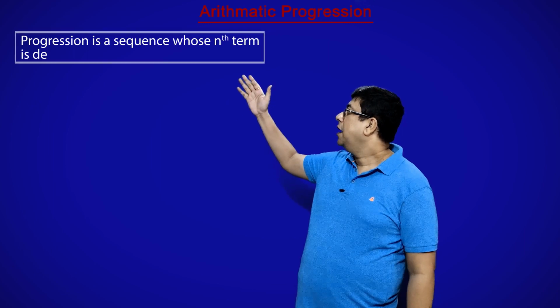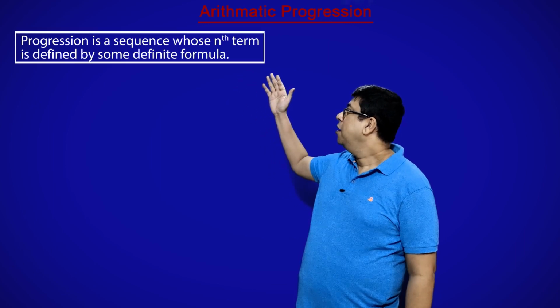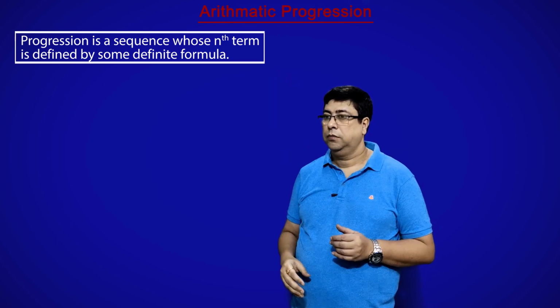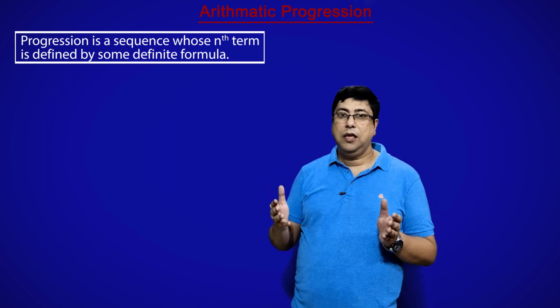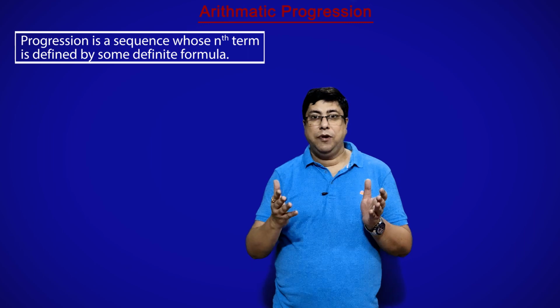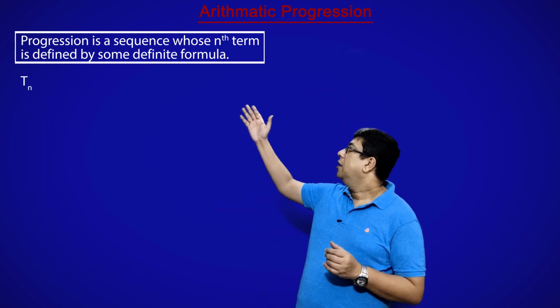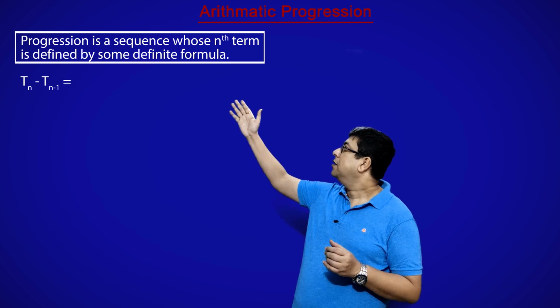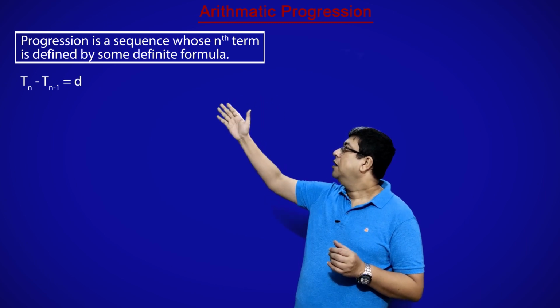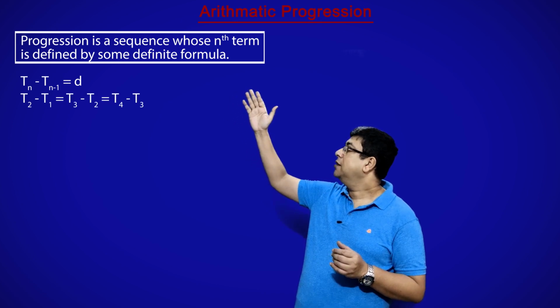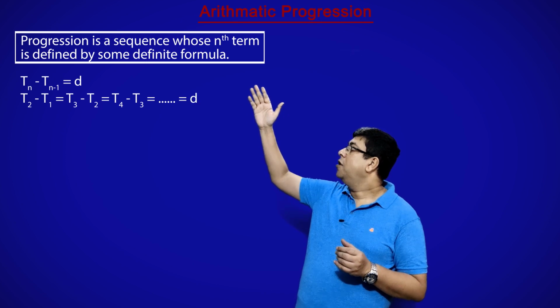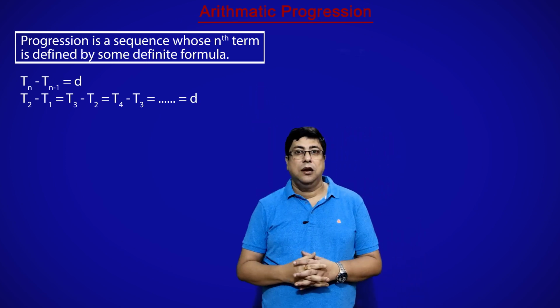Now students, I will discuss what a progression is. A progression is a sequence whose nth term is defined by some definite formula. Now we will discuss what an arithmetic progression is. An arithmetic progression is a sequence that follows a definite order. Let's see what the definite order is. The definite order is that Tn minus T(n-1) is constant, that is T2 minus T1 equal to T3 minus T2 equal to T4 minus T3. That constant is the common difference, expressed as d.